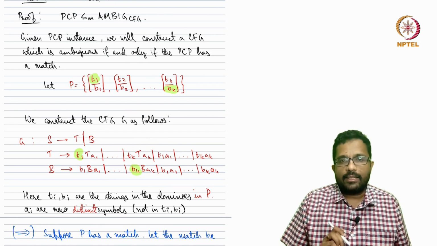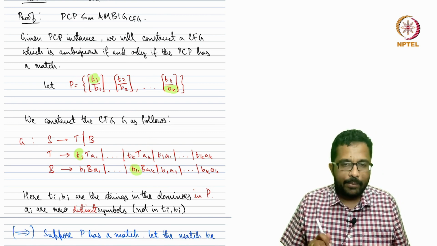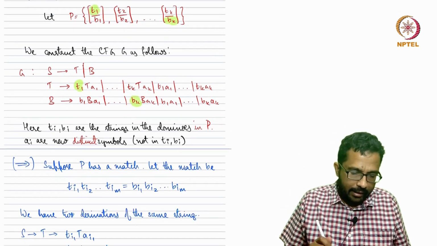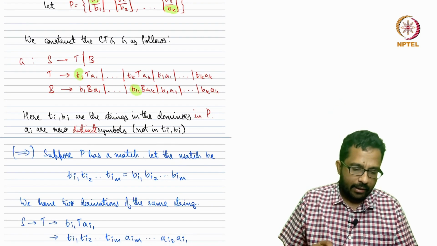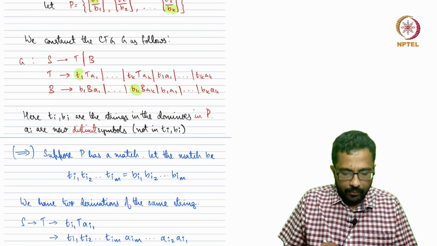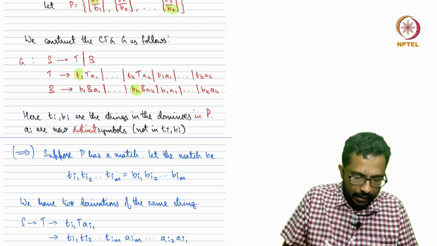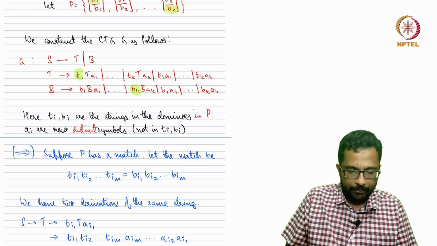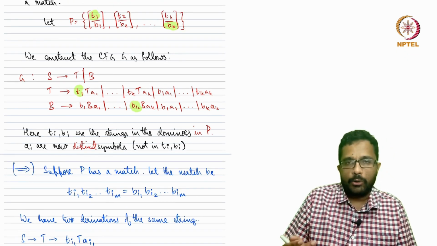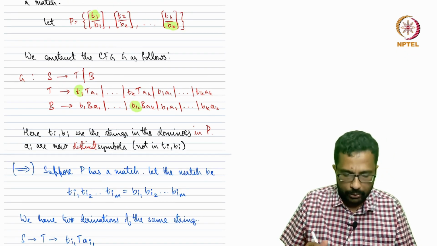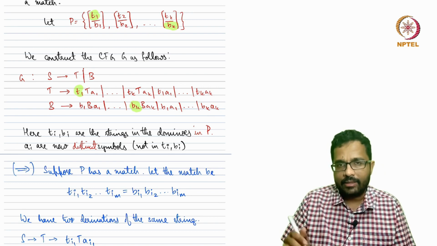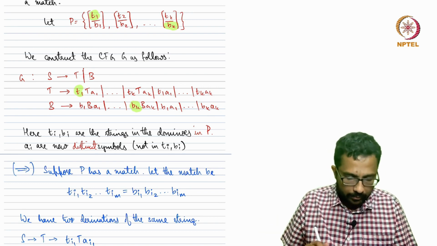Suppose the PCP instance has a match. Let us see what the ambiguity is. Let the match be given by repeating the dominoes I1, I2 up to Im. I1 could be anything from 1 to k, I2 could be anything from 1 to k, and so on up to Im. These are just new subscripts.